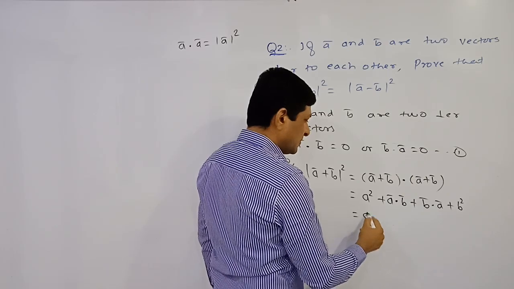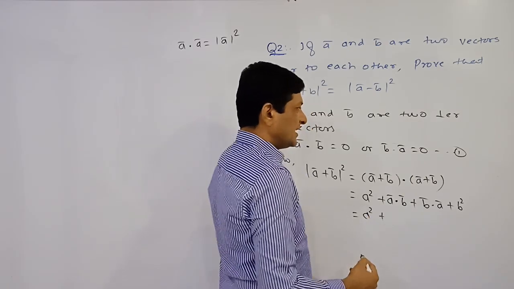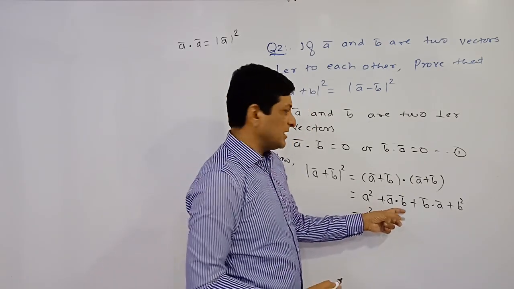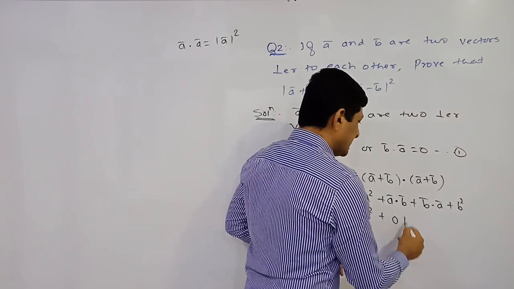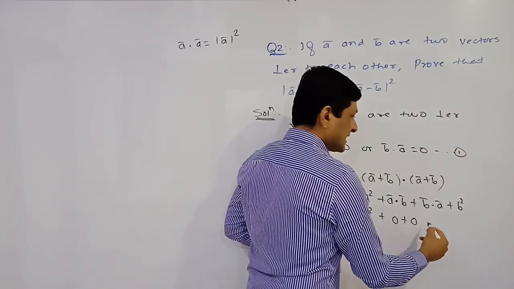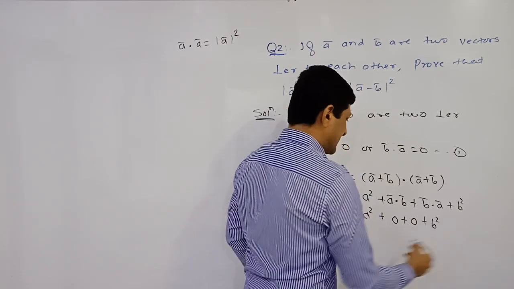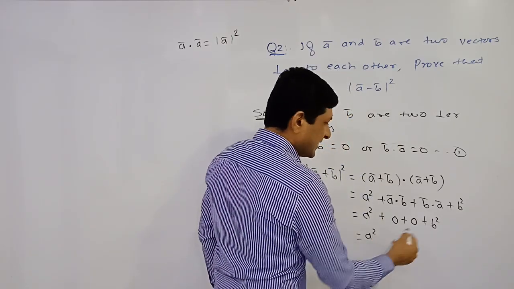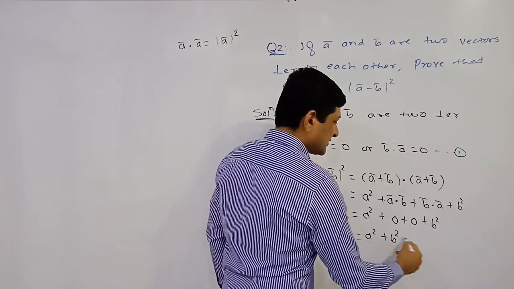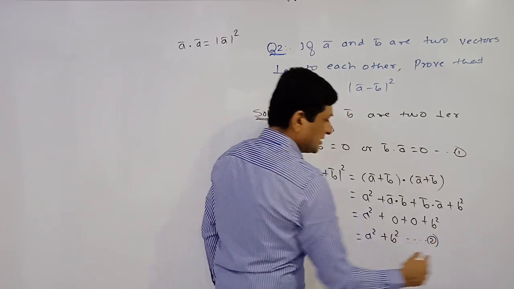So this is equal to a square, keep it as it is, plus, now this a bar dot b bar can be replaced by its value 0, plus b bar dot a bar can be replaced by 0, keep b square as it is. So here we will get a square plus b square. Let us denote it by equation number 2.